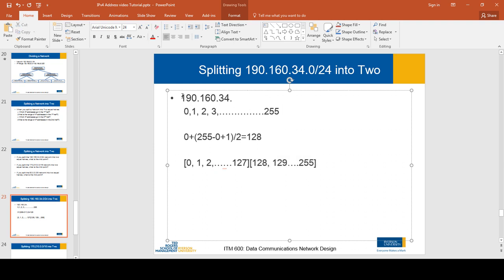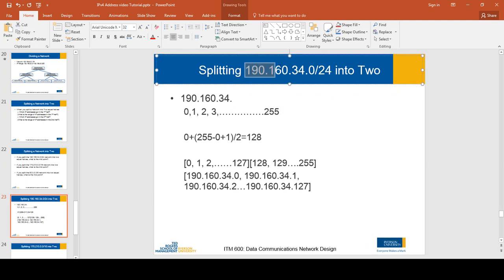In other words, the first half IP addresses will be 190.160.34.0, the very first IP address in the first half, and then 190.160.34.1, and then 190.160.34.2, and keep going, and then I will come up with 190.160.34.127, which is the last of the first half of the IP addresses from this network.